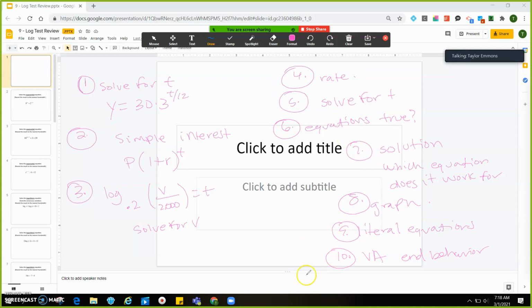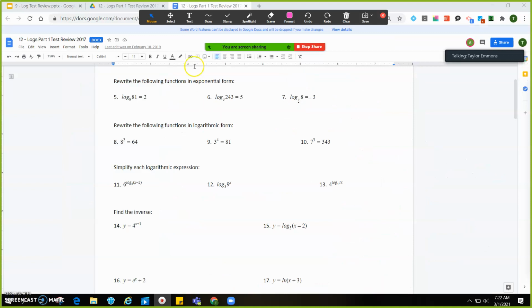Okay, so the next one's going to be a word problem, and I know y'all don't like word problems, but it's kind of like asking about a population. And then the next one is if you have a graph, then what is the equation? Okay, number 8 was if you had the equation, what was the graph? If something doesn't make sense.